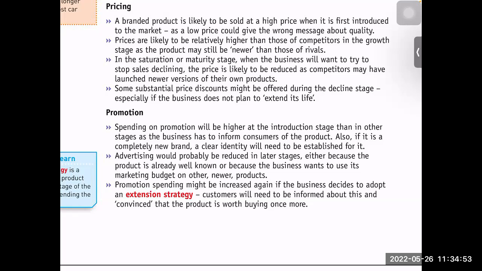Some substantial price discount might be offered during the decline stage. Decline stage, more price discount, especially if the business has not planned to extend its life. So clearance.